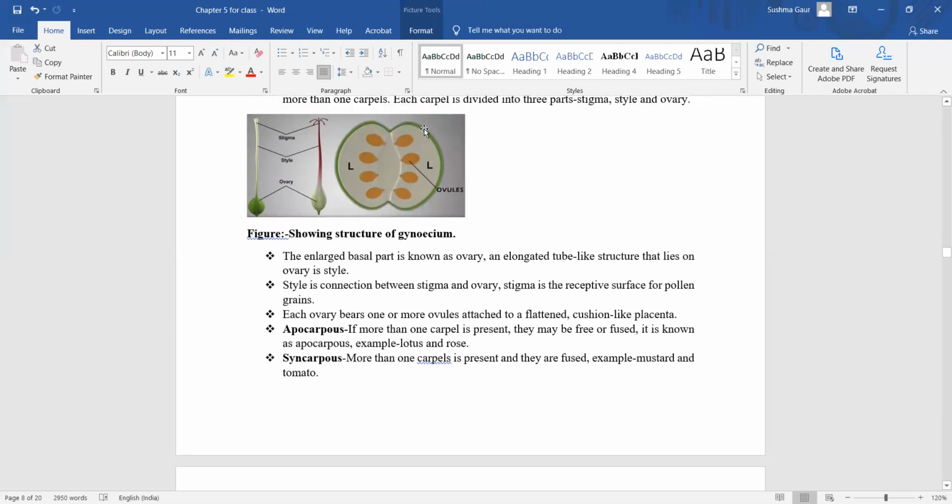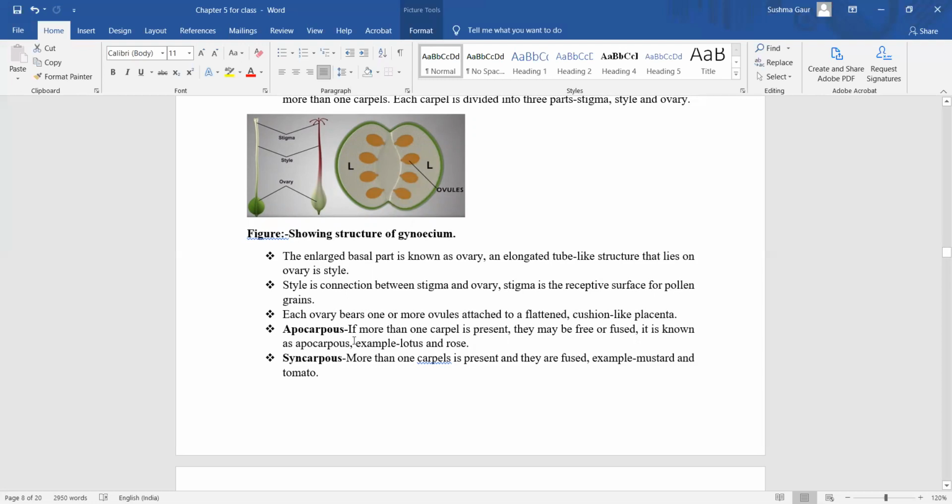This green color represents an ovary. These are all ovules. They remain attached to a center with a cushion-like structure that is known as the placenta. So this is the placenta. You should always remember the ovules within the ovary remain attached to the placenta.